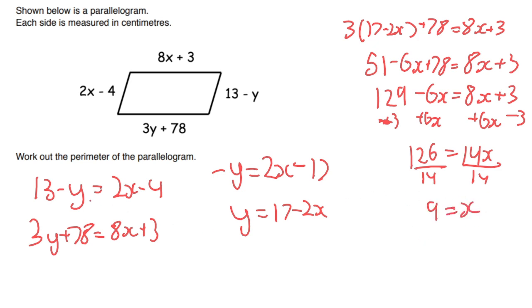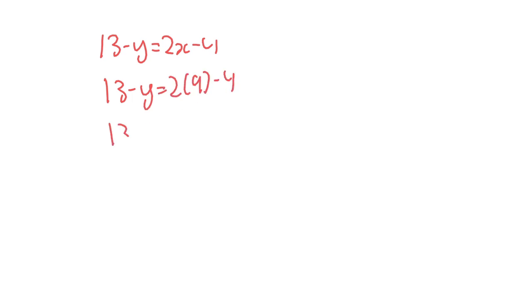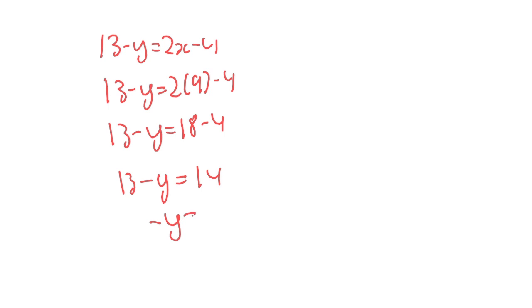Now I know x, I can substitute it into the top equation to find y. So since 13 minus y equals 2x minus 4, and we know that x is 9, that means 13 minus y equals 2 times 9 minus 4. 13 minus y equals 18 minus 4, and 13 minus y equals 14. I can subtract 13 from both sides to get negative y equals 1, and then multiply both sides by negative 1 to get y equals negative 1. So finally, we have x equals 9, and y equals negative 1.